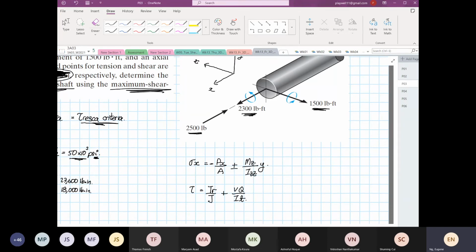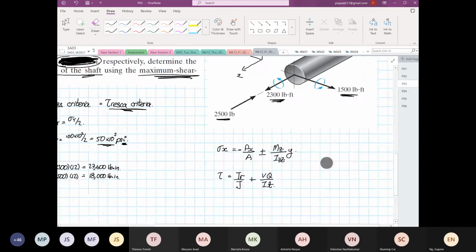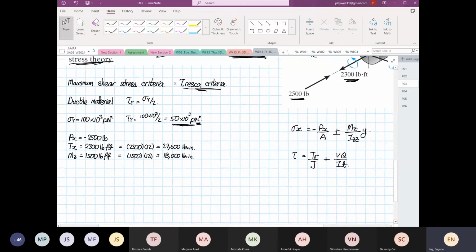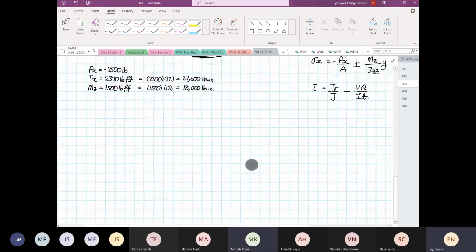So now we are going to apply. In fact, once we have done this, we have already applied the Tresca criteria. So now we're going to analyze the shaft.